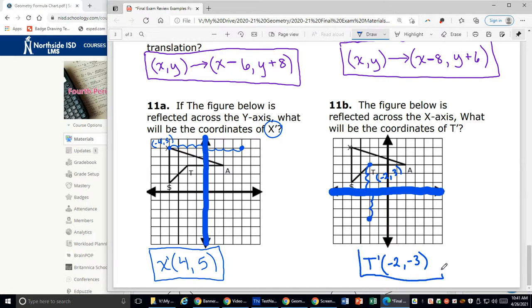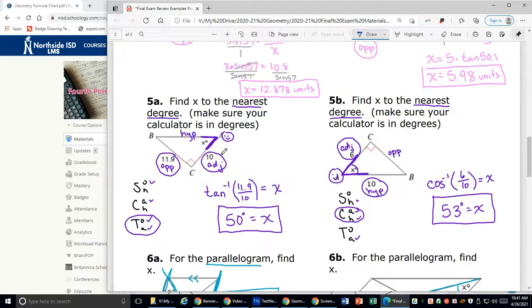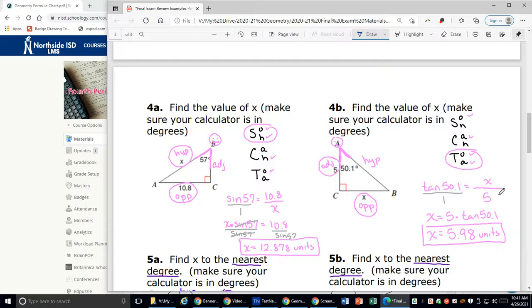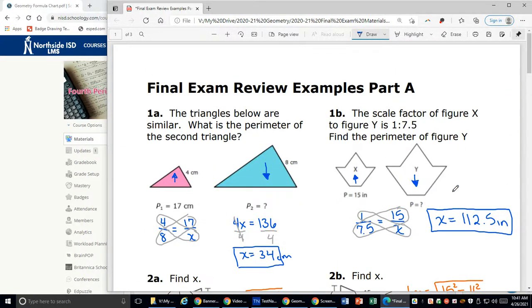for my T prime. So again, you can either do it using the coordinate rules from the formula chart, or you can just count on your graph. You just have to pay attention to the x-axis or the y-axis on that one. Okay, so hopefully going through this a second time, you'll see we made it through a little bit faster. And you'll also see that you can use your examples to help you figure out the process to answer the questions on the exam. All right, thank you so much for watching.